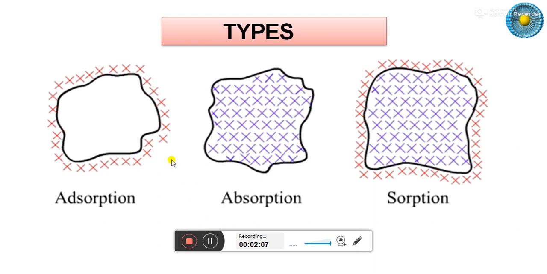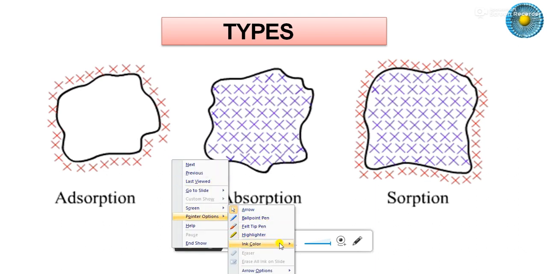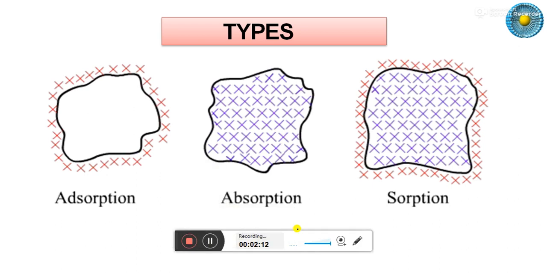You can see the gas molecules here. Suppose this is my solid and this is my gas. The gas molecule is called the adsorbate. The solid is called the adsorbent, which provides surface area for the process. Solid is called adsorbent only, and gas is called adsorbate only.